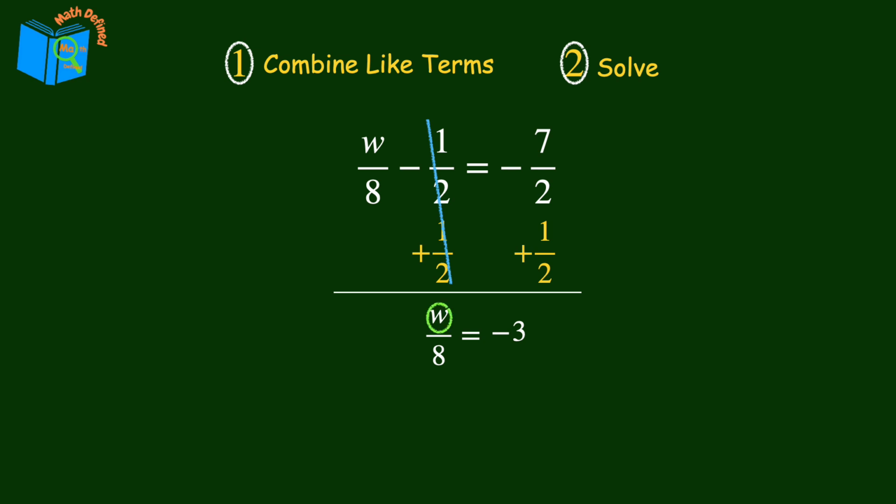Next, we solve for w by multiplying both sides by 8. On the left side, the 8's cancel out, leaving w, and on the right side, negative 3 times 8 is negative 24. So w equals negative 24.